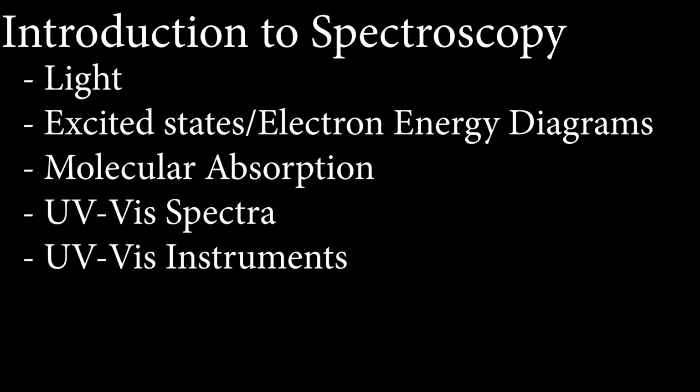So we've gotten through a basic description of light, and then we slogged through talking about excited states and electron energy diagrams. Let's apply some of that and actually start looking at data. We'll look at molecular absorption and what that entails, and then look more specifically at spectra. We're going to focus on UV-Vis for the rest of this video. We'll get into FTIR and Raman in the next video, and then we'll look at some instrumentation for UV-Vis.